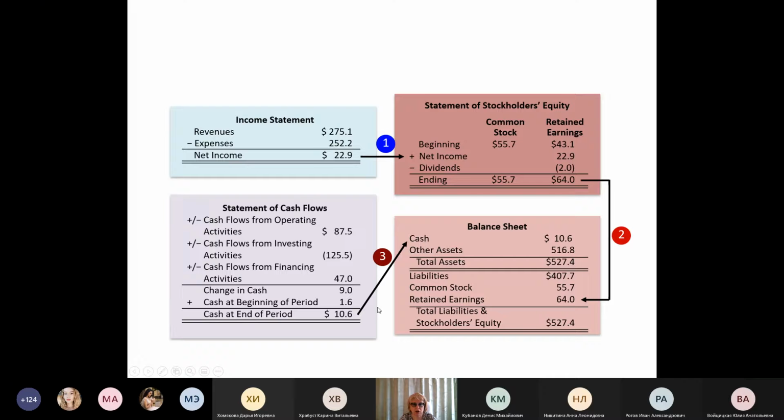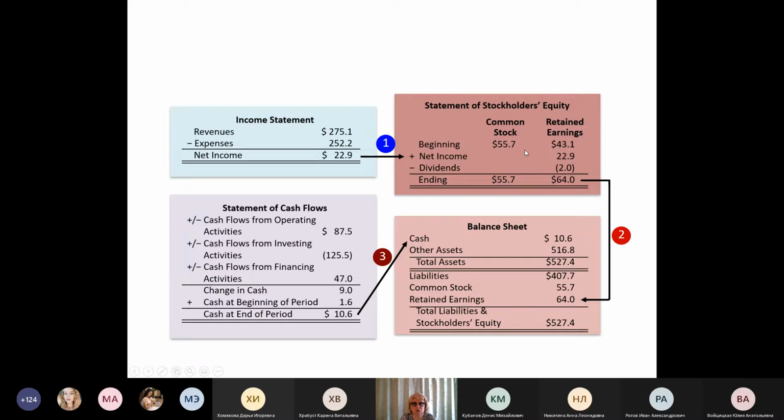Well, right now I would like to show you three main types of relationships between these financial statements. First of all, in order to prepare the package of financial statements, we should start with the income statement and calculate net income. In simple words, how do we calculate net income? We take revenues and subtract expenses. Revenues minus expenses, we get net income.